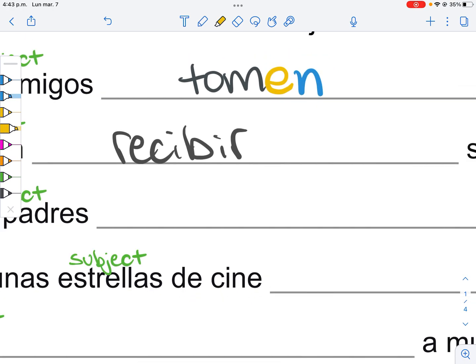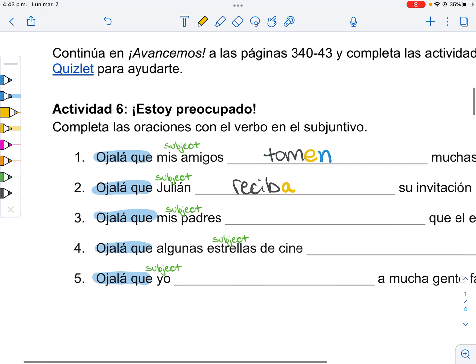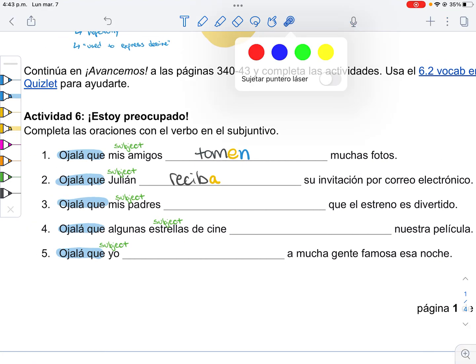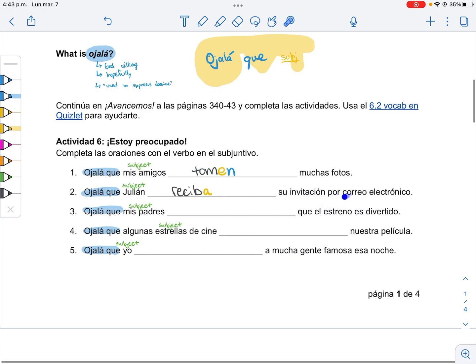So recibir, that is an IR verb. We're going to drop that IR, replace it with an A. And then our subject here is Julián, so we don't need any more endings. So we just have, ojalá que Julián reciba su invitación por correo electrónico. Hopefully, or God willing, Julian receives his invitation by email.